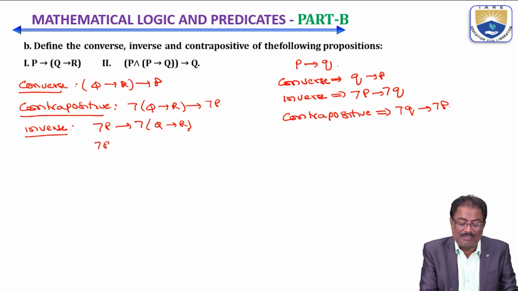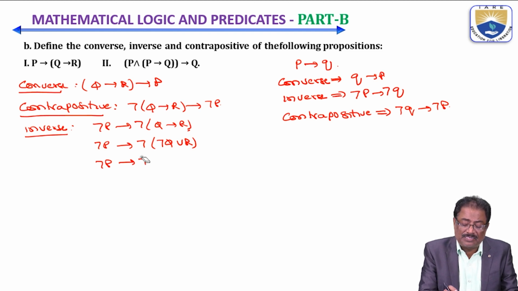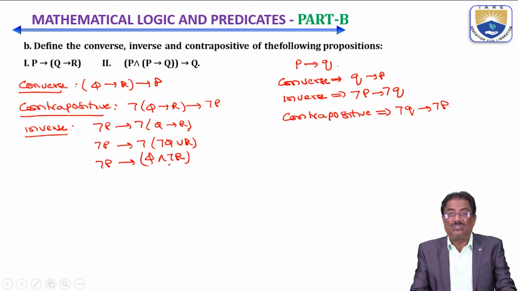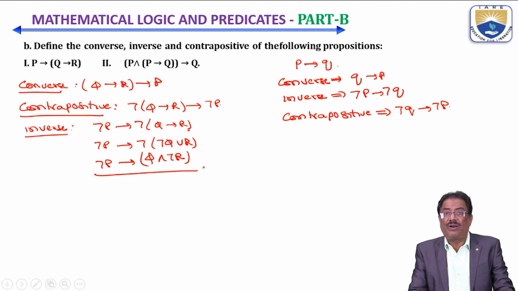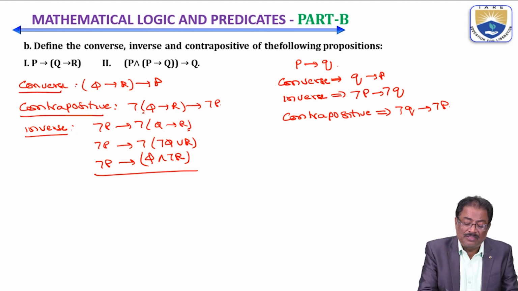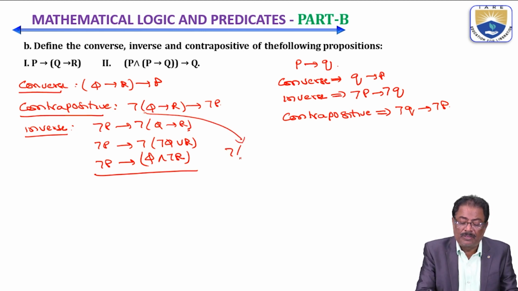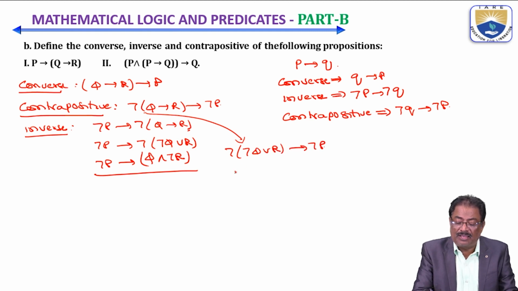Or else, if you want, we can simplify this. Simply, negation of negation Q, R, R, then negation P. Going with negation inside, the double negation gives Q and negation R. So I am going to write the equivalent form; for the inverse we can write either this or the simplified version. In the same manner, negation of negation Q, R, R, then negation P, so it is Q and negation R, then negation P.